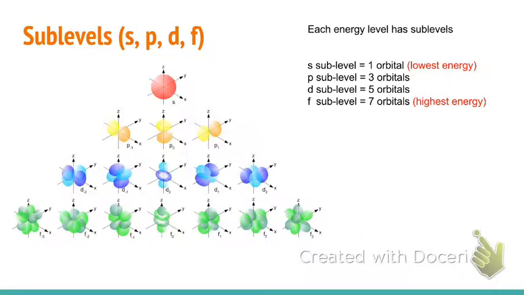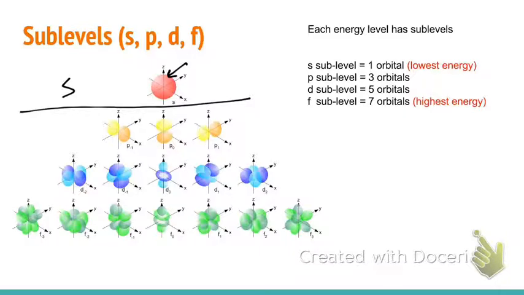All right, so each energy level has different sub-levels, and each sub-level has different orbitals. If you think of these as rooms for the electrons, there are different sub-levels. Right here is the S sub-level. It has one orbital. Think of an orbital kind of as a room. You can fit up to 2 electrons, so each orbital fits up to 2 electrons.